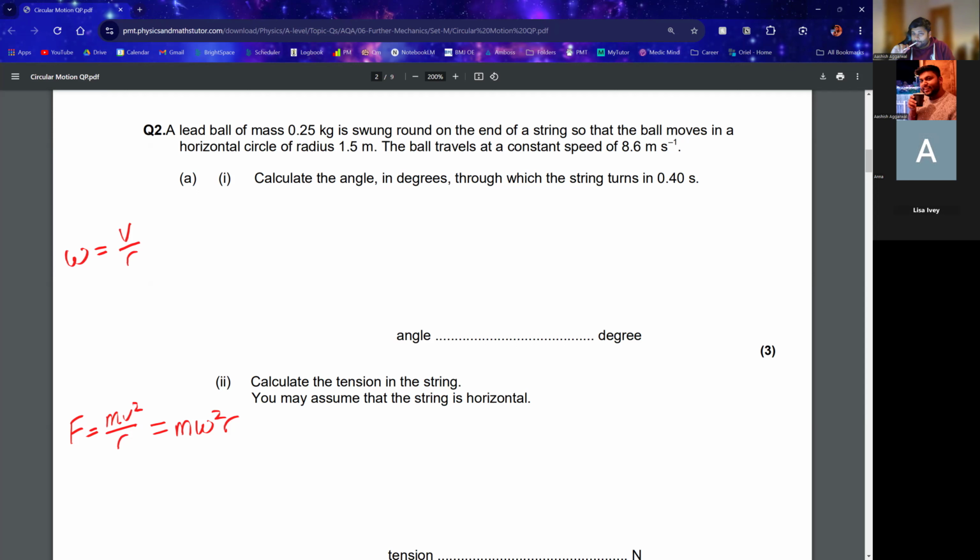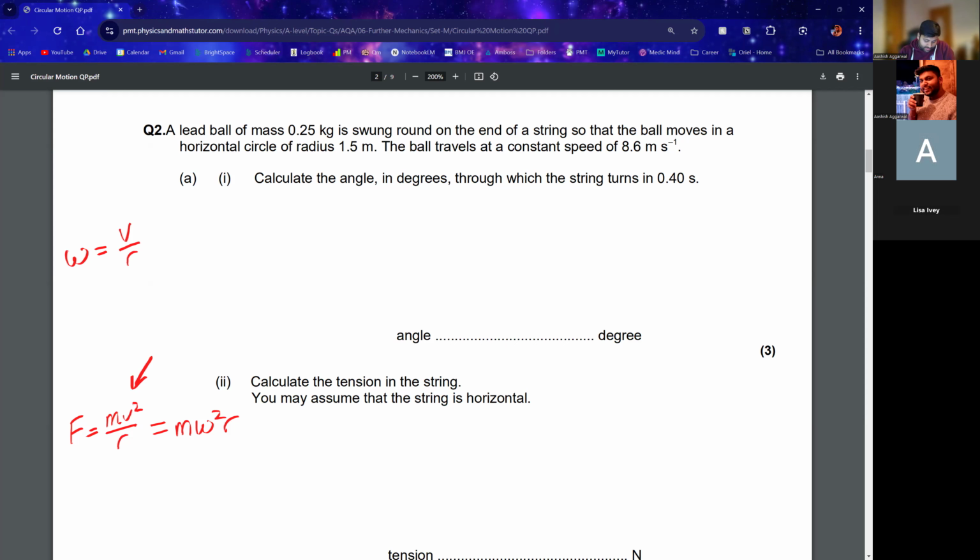I'm not sure, but would it be 12.33? Very good. Yeah, it would be. How did you get that? I just used the formula. I stuck to the original formula of mass times velocity squared over radius, and then I just substituted in mass, velocity, and the radius, and got the answer. Yeah, exactly. I would do the exact same.